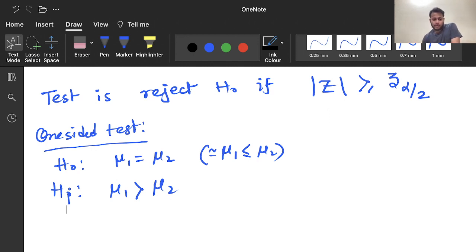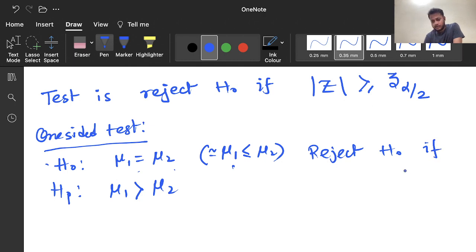For both these null hypotheses, mu1 equal to mu2 and mu1 less than mu2, our test will remain the same, and our test is: reject H naught if Z is greater than Z alpha.